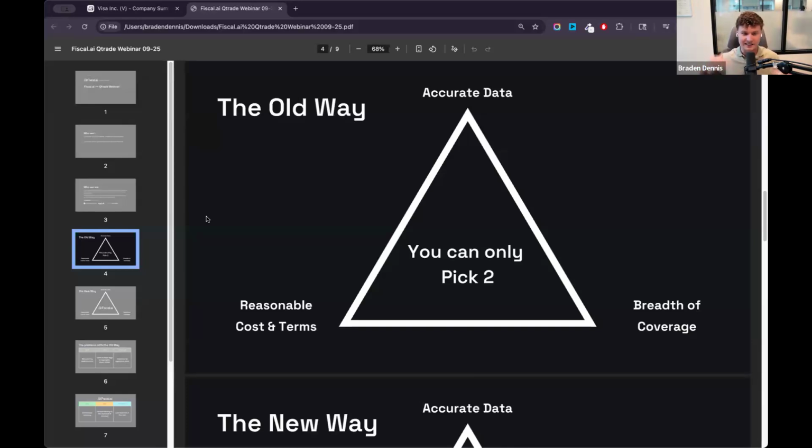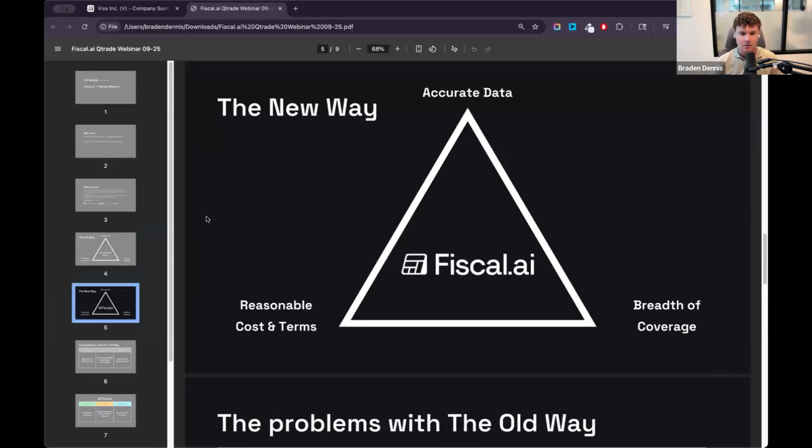You get the elite institutional tools and really wide coverage, but you're paying out the nose, tens of thousands of dollars a year. Or you have wide coverage and reasonable cost, but every eighth number is wrong. And that's no good either, right? So we're trying to reinvent the space and have the opportunity to get all three. And these are absolutely paramount for people.